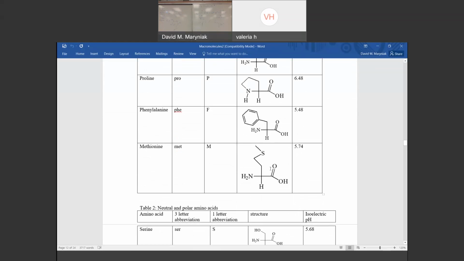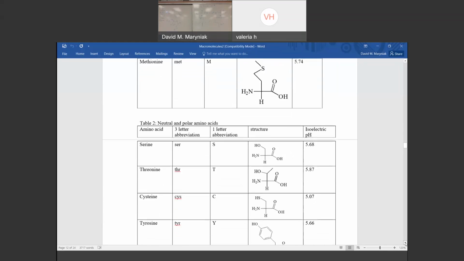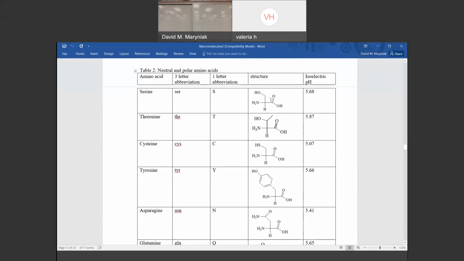And we have methionine, which is a sulfur ether. And then certain amino acids have what are called polar groups on the side. Classic polar group is OH. So we have serine, threonine, cysteine is a thiol. That's really important.